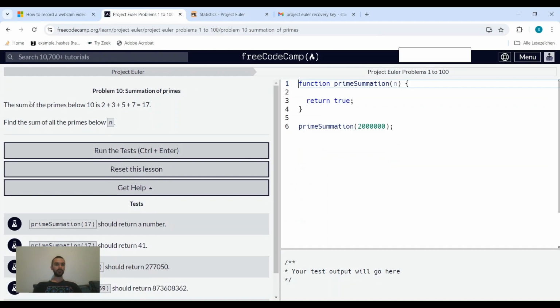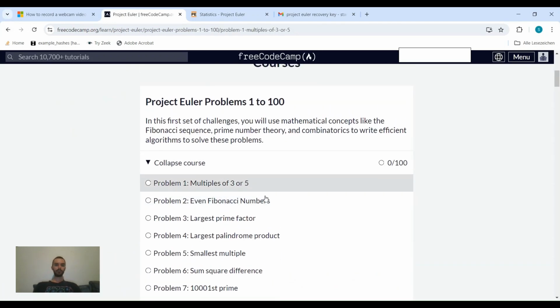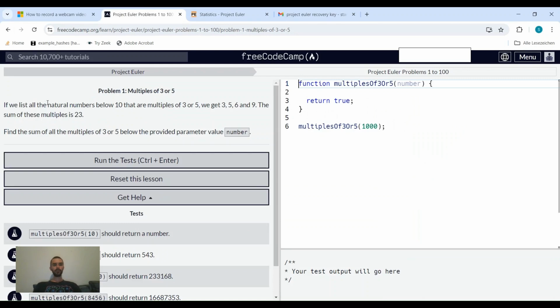So the sum of primes below 10 is... Oh, that's not the first one. That's the first one. If we list all the natural numbers below 10 that are multiples of 3 or 5, we get 3, 5, 6, and 9. The sum of these multiples is 23. Find the sum of all the multiples of 3 or 5 below the provided parameter value number. So pretty easy, I guess.